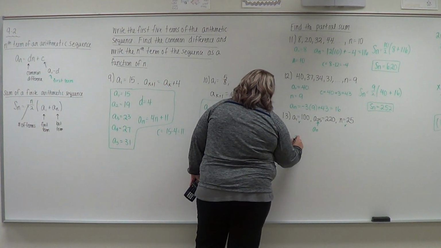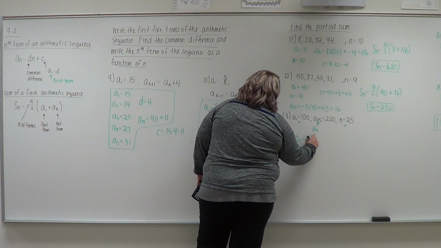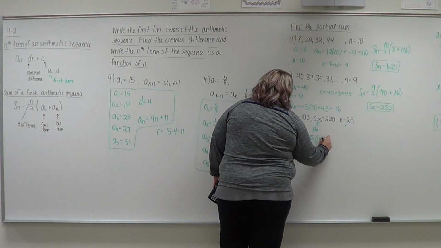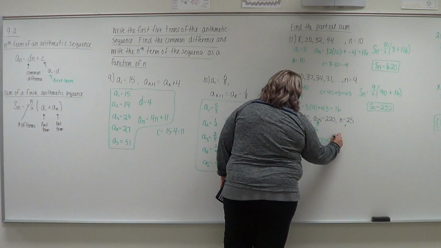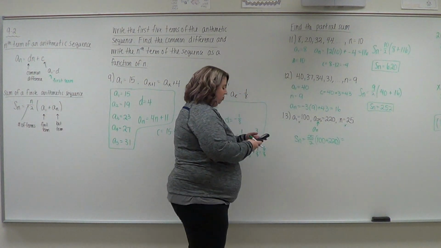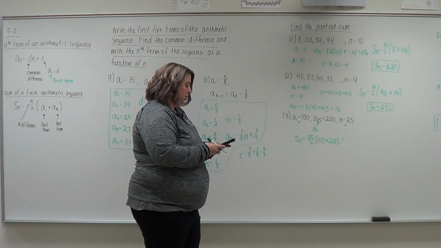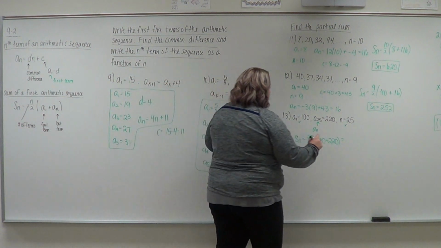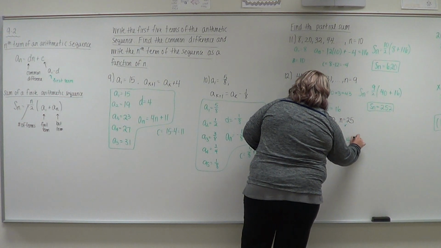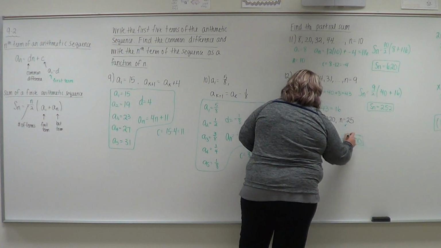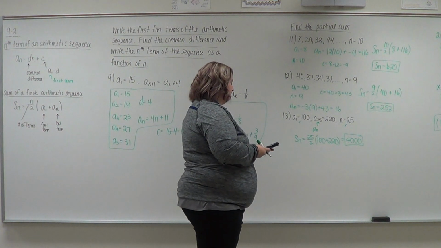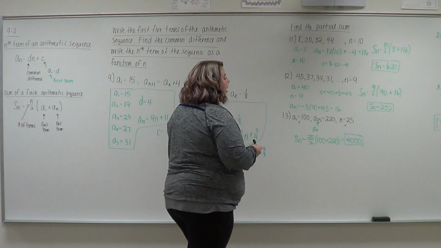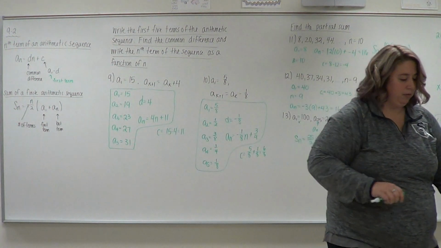So the sum would be 25 over 2 times 100 plus 220. So I would take 100 plus 220 and then multiply that by 25 over 2. So my sum is 4,000. Okay, we're going to do a couple more sum problems.